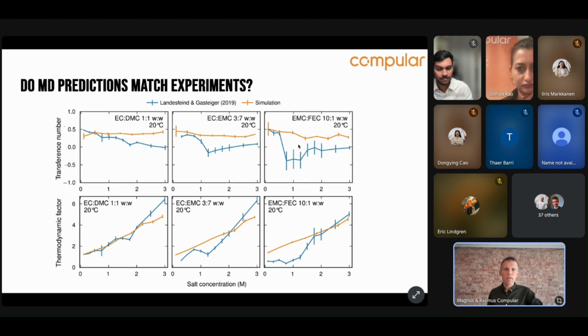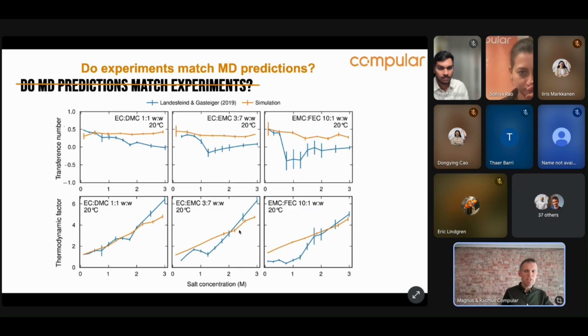On the other hand, the simulated results are pretty smooth and with more or less the expected values, so to say, around 0.4 for the transference number. And there's a similar story for the thermodynamic factor, that we get very smooth lines. So in this case, I would rather want to ask the opposite question, which is, do experiments actually match MD predictions here? Because I would argue that the simulations can actually be a bit more reliable in this case.